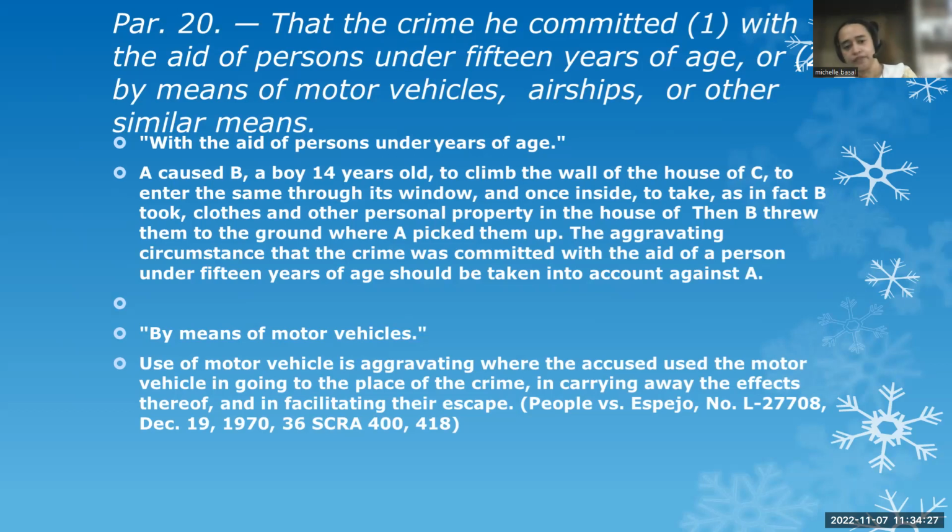By means of motor vehicles: the use of motor vehicles is aggravating where the accused used the motor vehicle in going to the place of the crime, in carrying away the effects thereof, and in facilitating their escape. So, if there is an escape vehicle, that's also an aggravating circumstance.